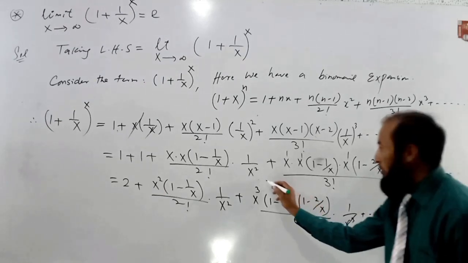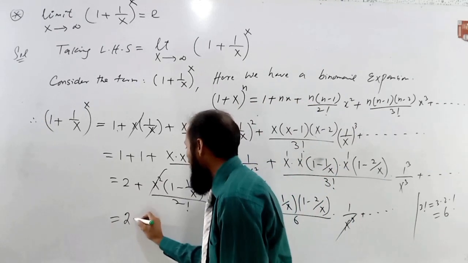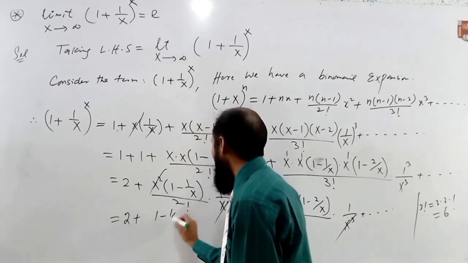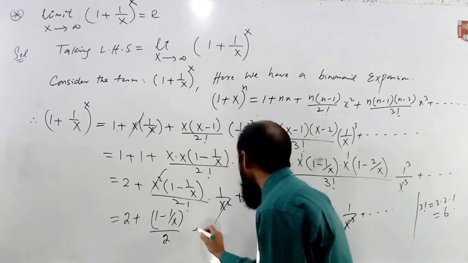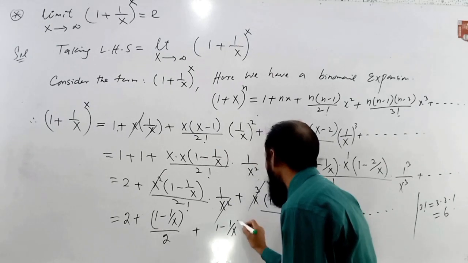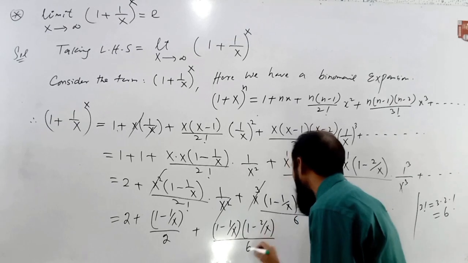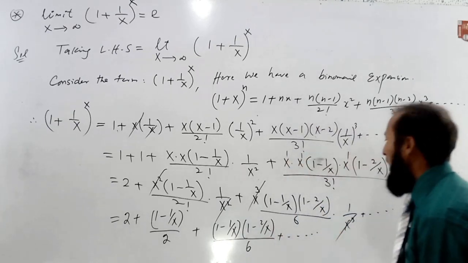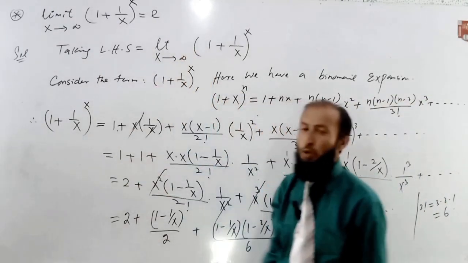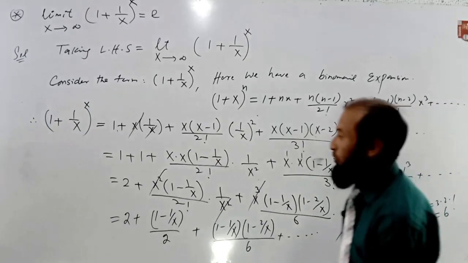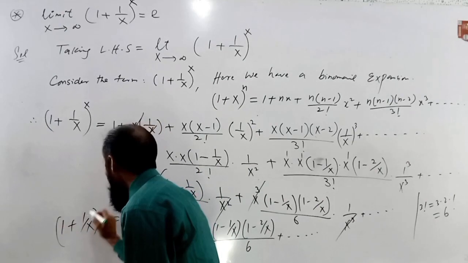So x cube and x cube are cancelled, x square and x square are cancelled. So we get the answer 2 plus 1 minus 1 by x divided by 2 plus 1 minus 1 by x and 1 minus 2 by x divided by 6 plus up to so on. Now here a limit is required. So the result is 1 plus 1 by x whole power x.